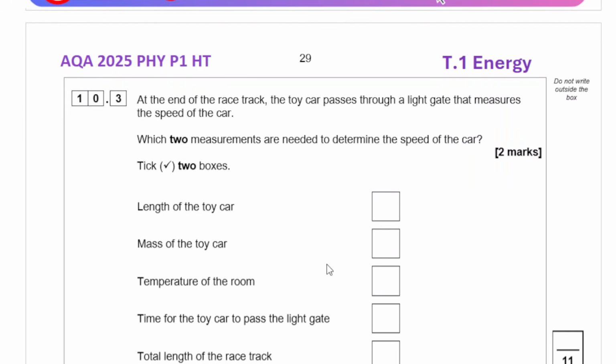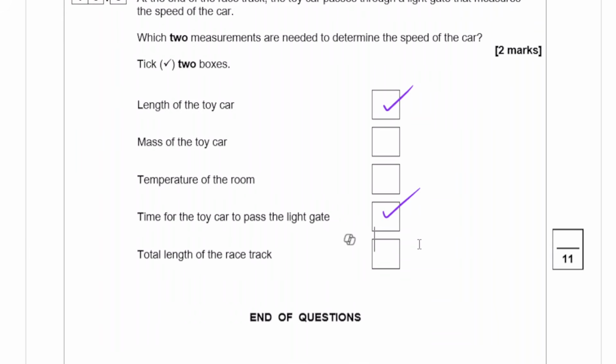At the end of the racetrack, the toy car passes through the light gate that measures the speed of the car. Which two measurements are needed to determine the speed of the car? The length of the toy car, not the mass, not the temperature, and the time for the car to pass the light gate. That would give you the speed.